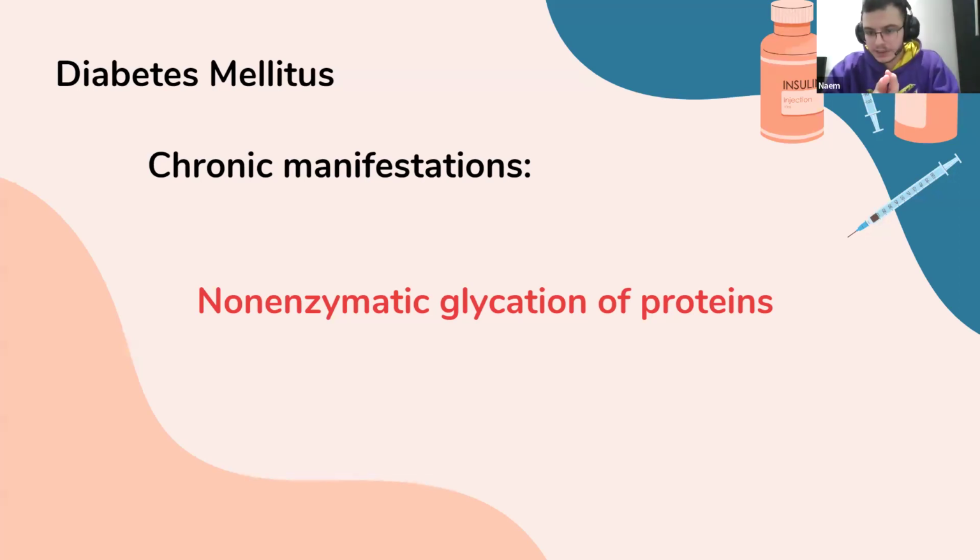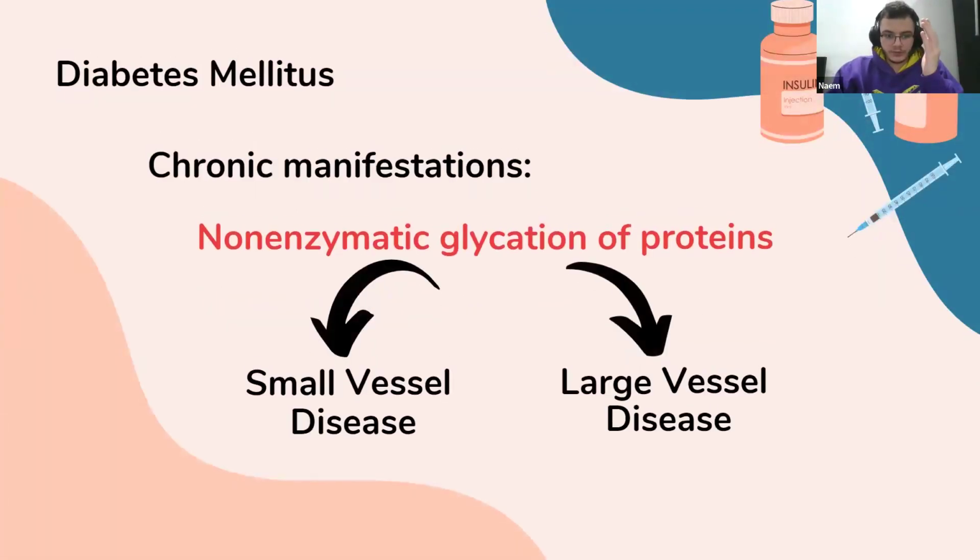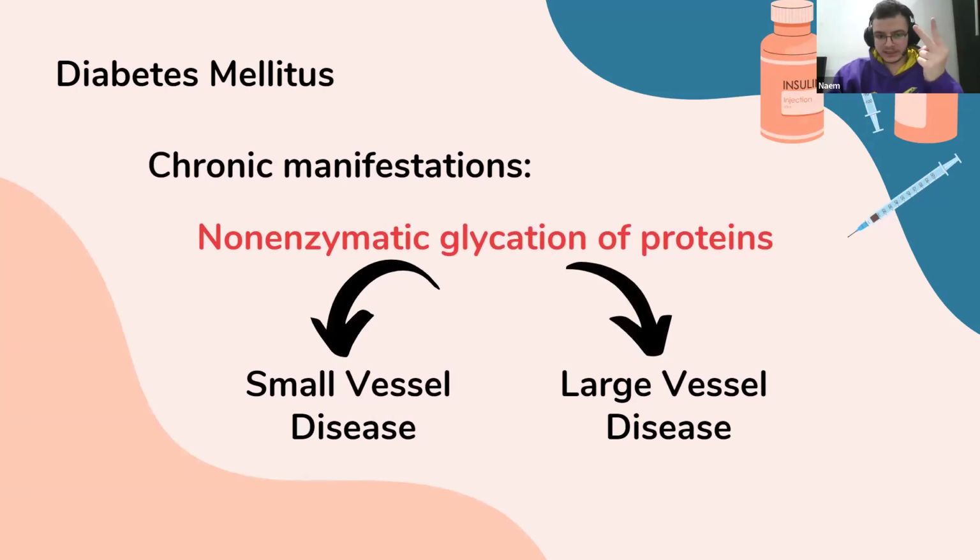When glucose binds to these proteins, it leads to a lot of problems. Remember, almost everything in the body has proteins: the blood vessels, the muscles, literally almost everything. So if glucose keeps binding to these proteins, it can lead to a lot of devastating effects, as we're going to see now. We have two main things that happen with non-enzymatic glycation of protein. The first one is small vessel diseases. The second one is large vessel diseases. Very simple.